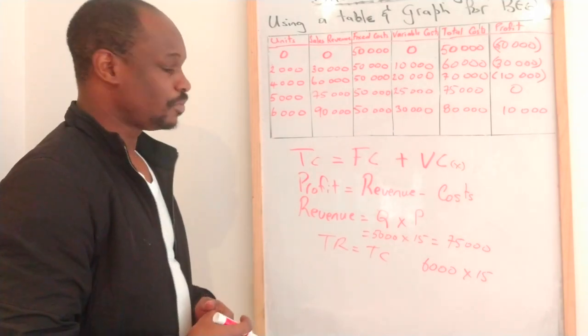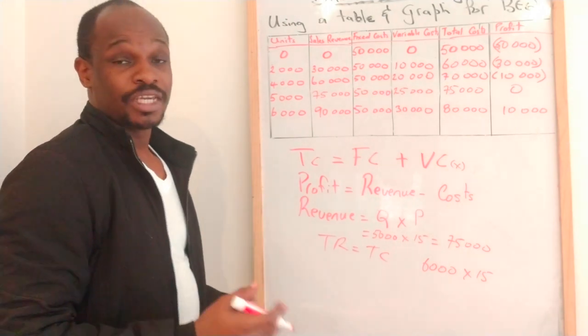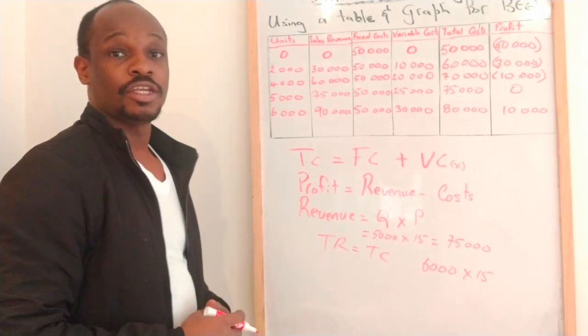All right. So this is the way that we can use the table when we're doing the break-even analysis. It's a very simple way, and once you are clear on it, then it would make it easier for you when you're preparing your graph.